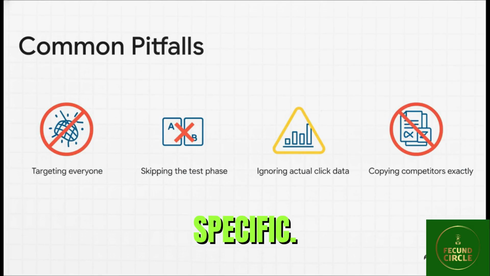Be ruthlessly specific. Second, never, ever skip the test phase. You have to run more than one ad variation to actually see what clicks with your audience. Third, do not ignore the real click data. Honestly, it doesn't matter if you personally think an ad looks pretty. Let the actual audience data tell you which message wins. And lastly, never just copy your competitors exactly. Use your research to find the gaps they're blind to. Don't just blend into their background noise.